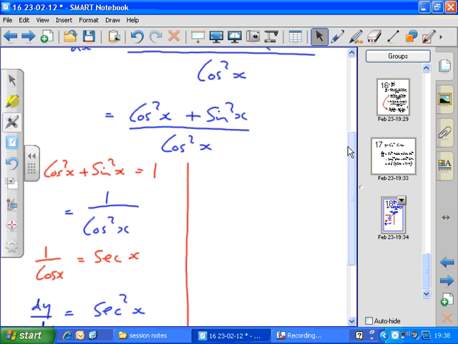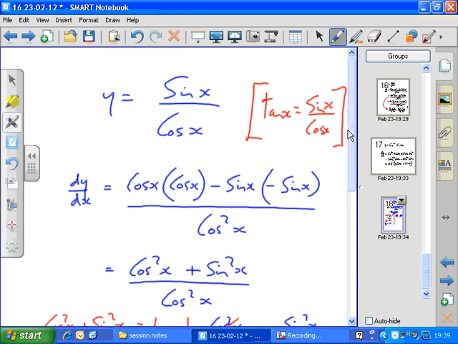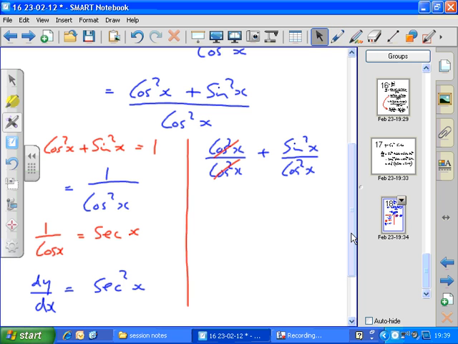But the other way I can go down this route is to split this into two fractions: cos squared x over cos squared x plus sine squared x over cos squared x. I can always split a fraction with two terms on the top, like that. And then cos squared x cancels, leaving just 1. Using the identity we had at the beginning, tangent is sine over cos, so this becomes 1 plus tangent squared of x. And that's the other solution you can get. And they are actually the same.